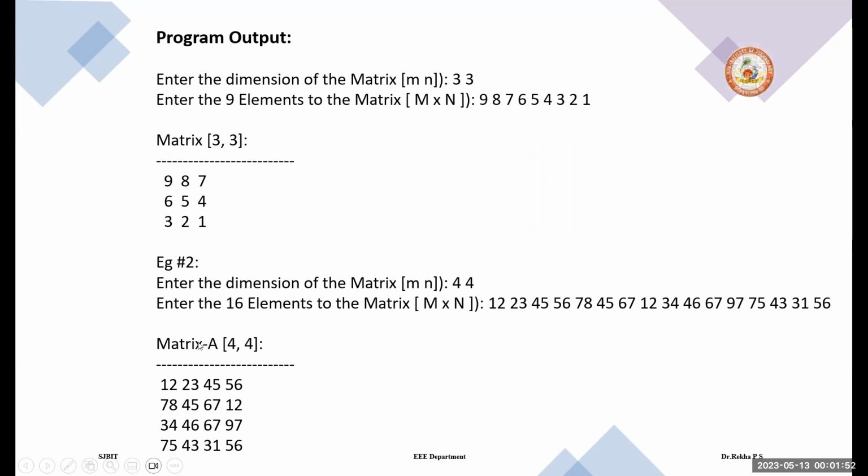Again, if it is 4, 4, then enter the dimension of the matrix. The user has entered 4, 4. Then you are supposed to enter 16 elements, because 16 elements are present in this 4 by 4 matrix. All the 16 elements should be entered by the user. Once he has entered them, it has to display in the 4 by 4 matrix form. So this is how to read and write a matrix.